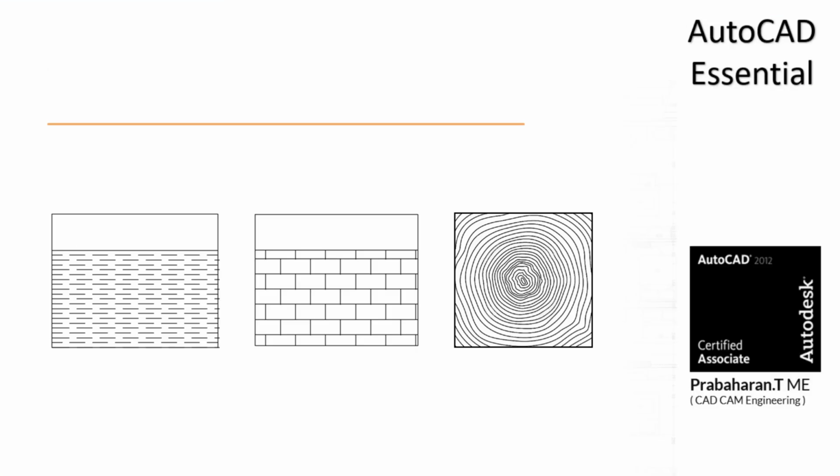Before going to the hatch command, let us discuss some fundamentals. By seeing these three diagrams, let me know what your idea is, what your thought is. These three represent three different materials. This is the way we represent water, this is a representation of wall, and this is a representation of wood. In a similar way, the hatch command is going to represent different materials.